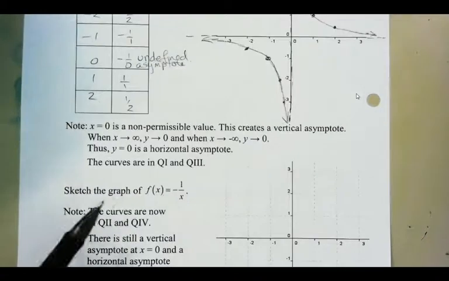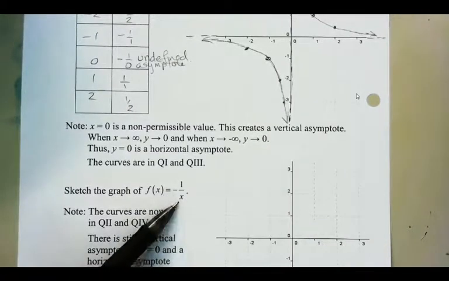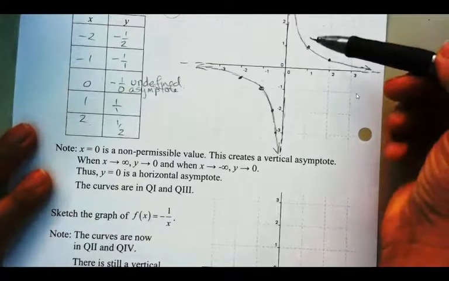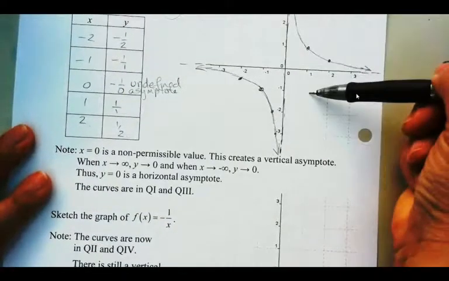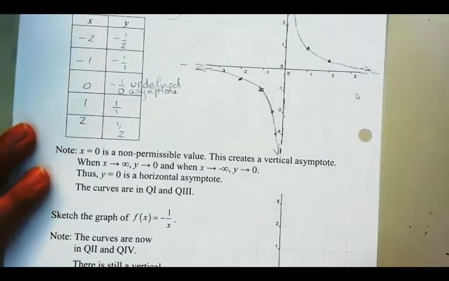Now, what would the graph of negative 1 over x look like? If you were using the transformations from chapter 1, what do you think happens to this graph? It flips in which direction? All the y values switch, so the ones that were positive now become negative. So these end up going here and these end up going here. So now this is what my graph ends up looking like.